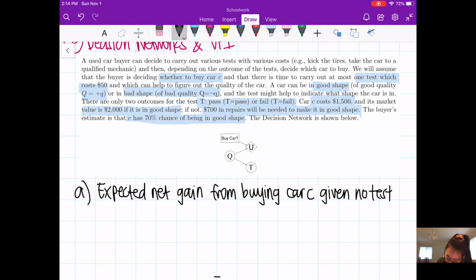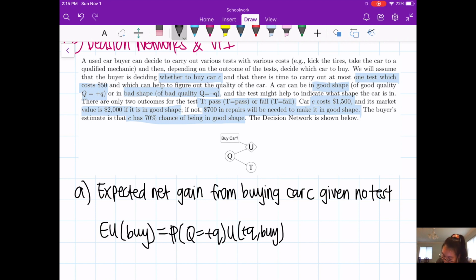So that means we essentially want the expected utility of, I'm just going to call it buy. And this will essentially be each utility times its probability. So let's just consider when the car is in good shape. We want the probability that the car, I think it's denoted specifically with Q, is equal to positive Q for good shape, times the utility of positive Q and buy, plus the probability when it's in bad shape, times the associated utility. And you're still buying.